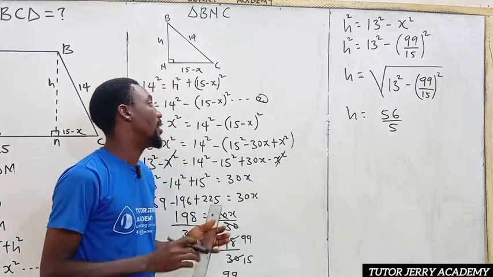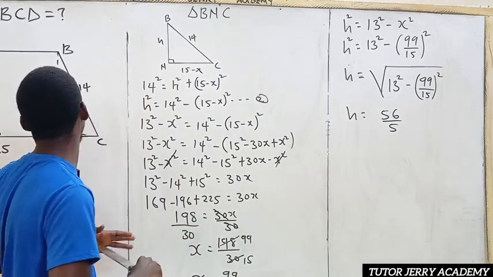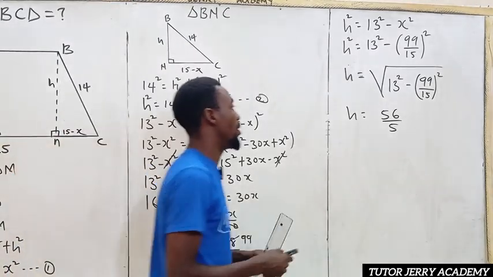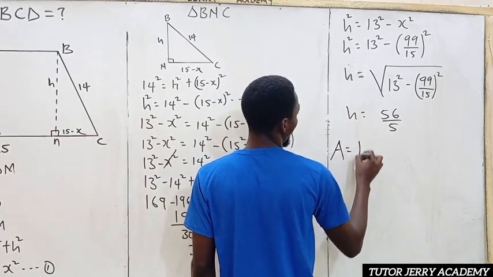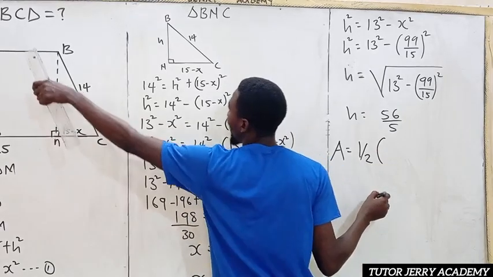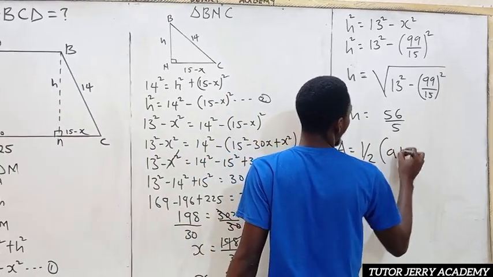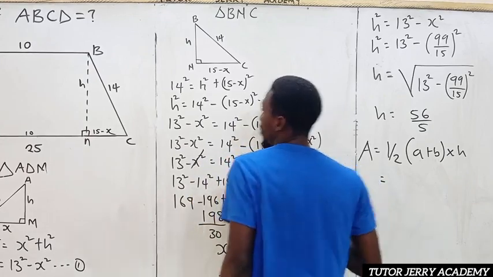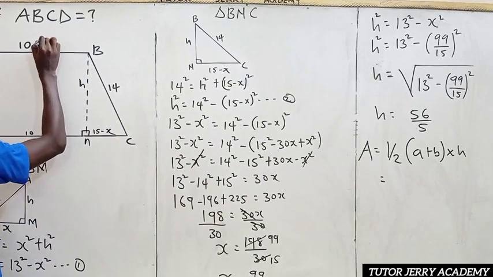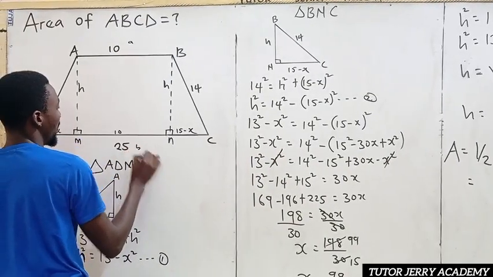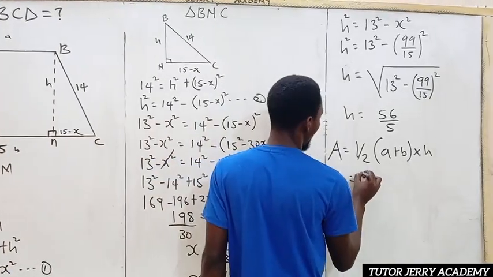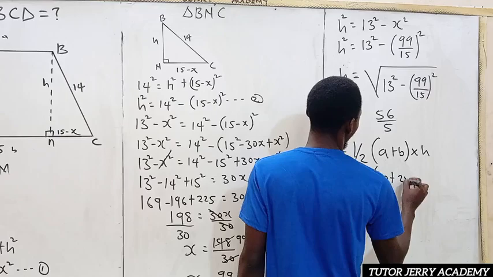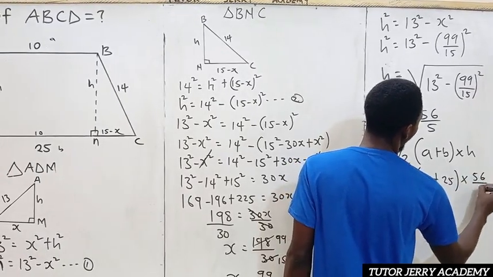Now that we have the value of h, we can calculate the area of this trapezium. We know that the area of a trapezium is equal to half into the sum of the parallel sides, we can say a plus b, multiplied by the height. We can make this place here our a, while this place here is our b. So we are going to have half into a plus b, a is 10 plus 25, multiplied by 56 over 5.